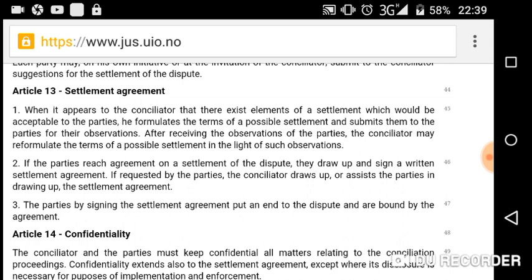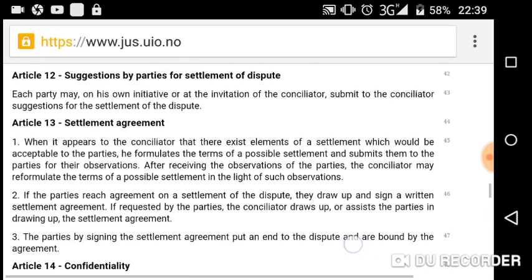He formulates the terms of the possible settlement. Possible settlement or terms can be formulated and submitted to the parties for their observation. After receiving the observations of the parties, the conciliator may reformulate the terms of a possible settlement in the light of those observations.